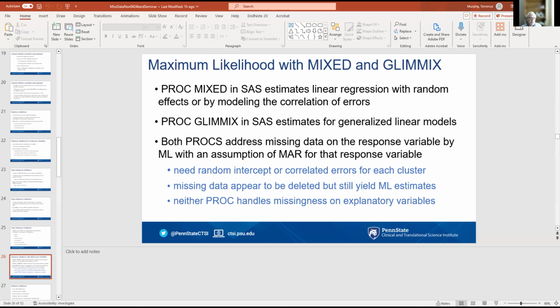When SAS does this, it appears on the output like it's deleted the whole observation, but it hasn't. It's working around the missingness to use all the information. One important caveat is that neither of these procedures in SAS handle missingness on explanatory variables. So if your missingness is only in your outcomes, then proc mixed and proc glimmix are a very elegant and easy to use way to address that missingness, okay? But they don't work if you're missing in the explanatory variables.